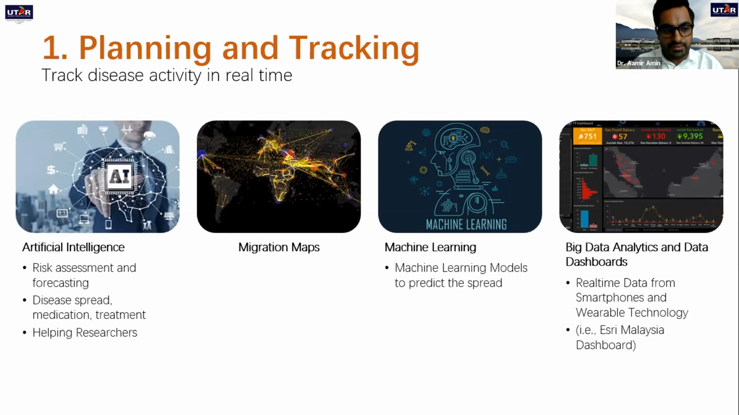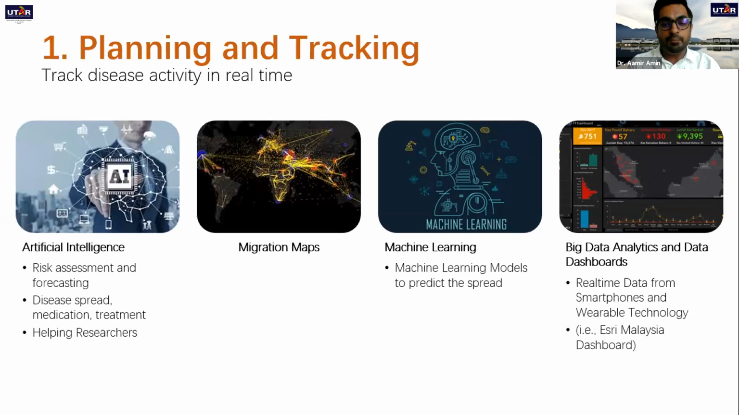First is artificial intelligence. Now, artificial intelligence has helped us in risk assessment and forecasting. It has also told us about disease spread, the medication and the treatment. And it has also helped the researchers to collect the existing information or the research about pandemics, about viral diseases, which eventually helped the researchers to learn more about the pandemics and to come up with solutions. Migration maps, we can talk about this in detail in the next slide.